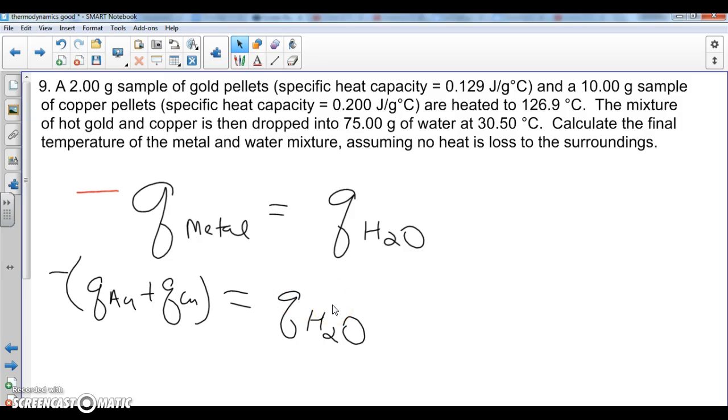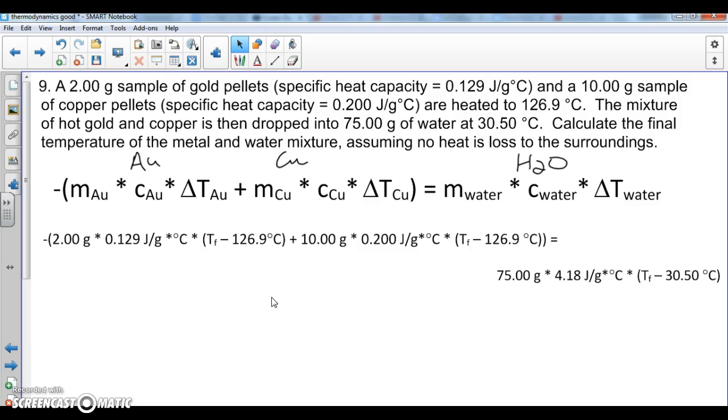Alright, so that's a lot of values. We got all kinds of things. Remember that for each of these Q's, we've got to do MC delta T. Okay, so here we have it. And I've typed it up for you, which just makes it fit in there a little nicer. So we have gold right here. So the mass of gold times the specific heat of gold times the temperature change of gold, plus, because we're mixing them, so we're adding those on that side, the mass of copper times the specific heat of copper times the change in temperature of copper.